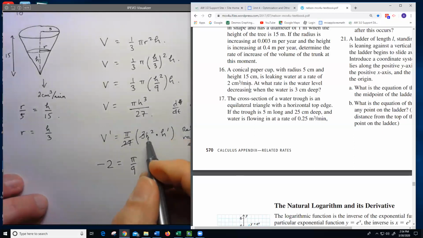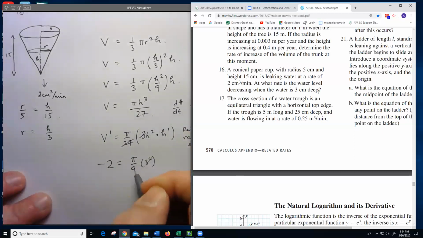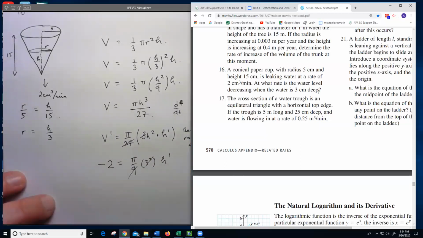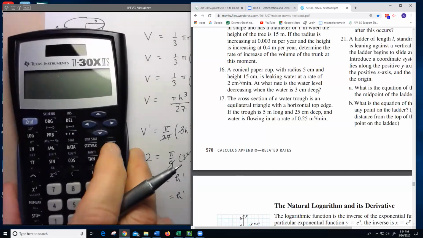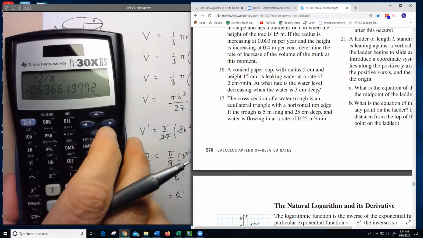Okay. They told me at that particular moment in time, the height is 3 centimeters. So that's just going to be 3 squared, which is going to cancel out with the 9, and then h prime. So in fact, the only thing I'm left with is h prime is equal to -2 over pi. Okay, and since this is an application question, we're going to approximate that. So we have -2 divided by pi, and it's about -0.64.